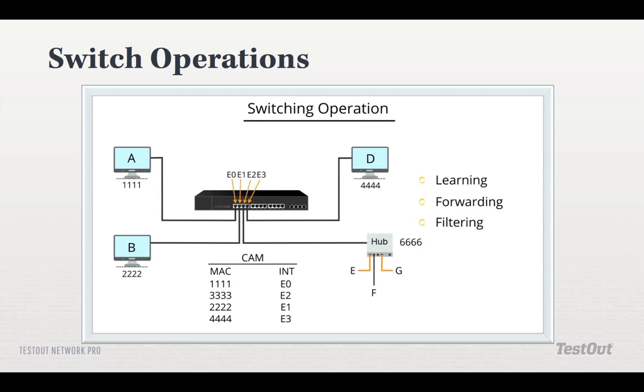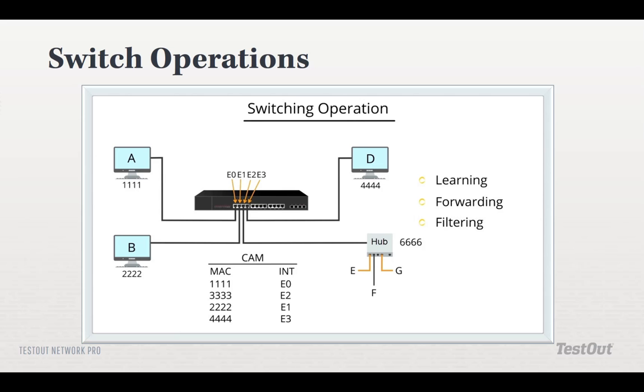So it's going to send it out to D, and then it's also going to send it out to the hub. Then the hub is going to send things out to E, G, and F. The next time it sends it out to D, it doesn't have to worry about it. It knows where D is. But now they want to send something out to E.